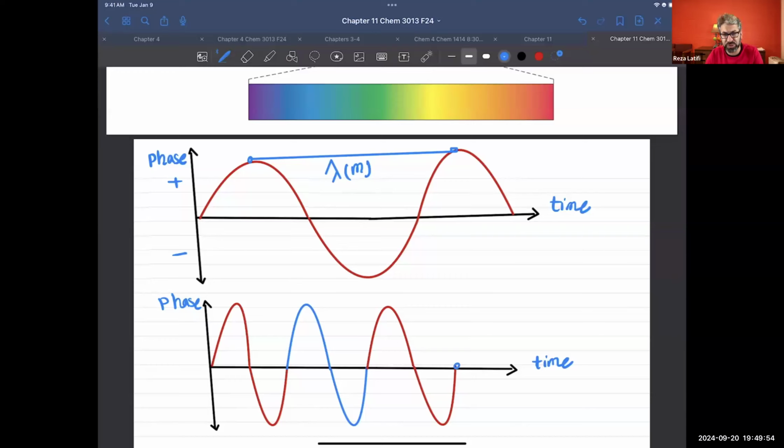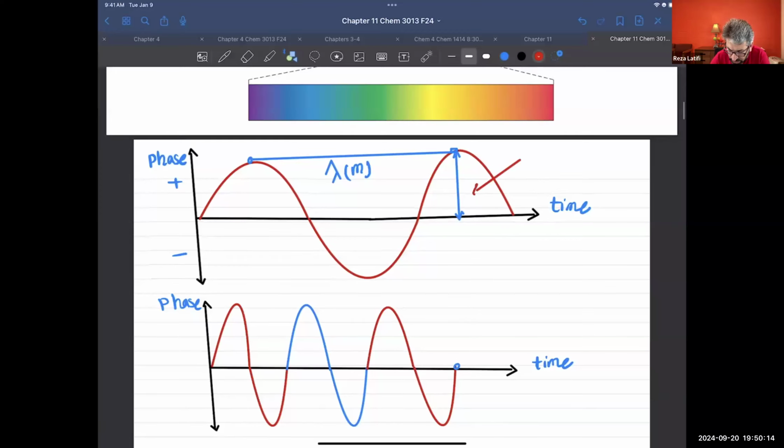So lambda represents wavelength. And next, the distance from the horizontal line to the max point or the minimum point, I'm talking about these two, we call amplitude. Amplitude tells us about the intensity of the light that you're using.